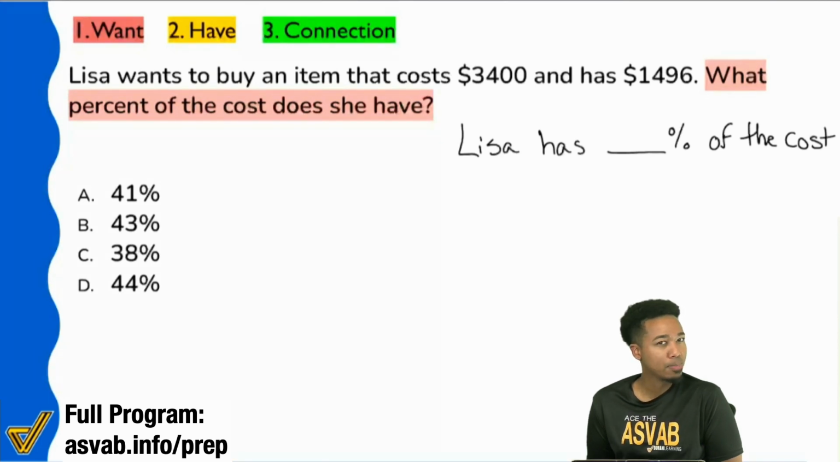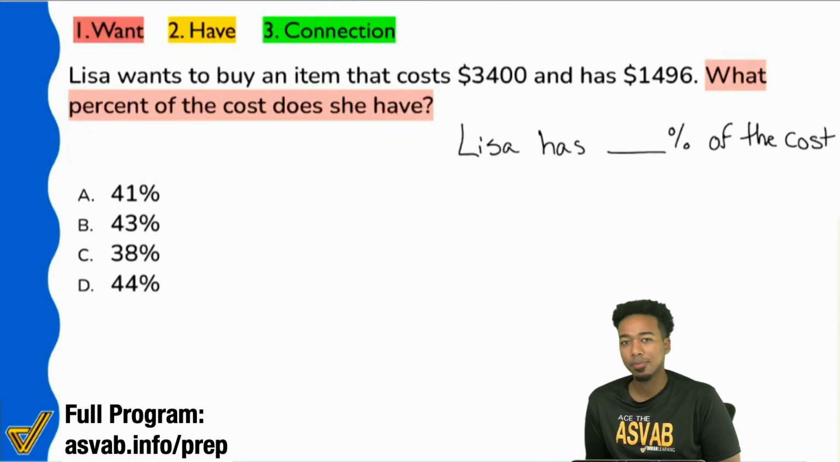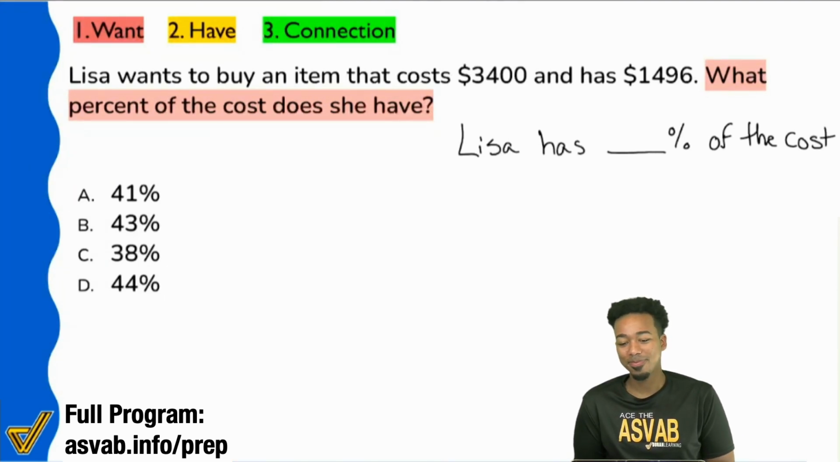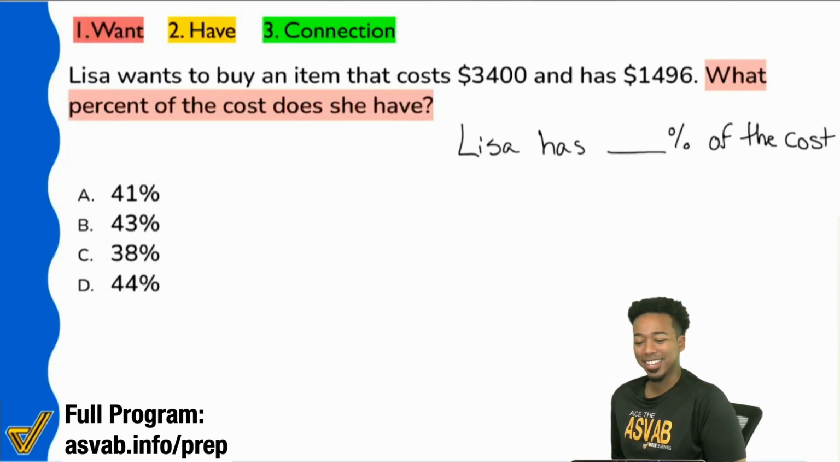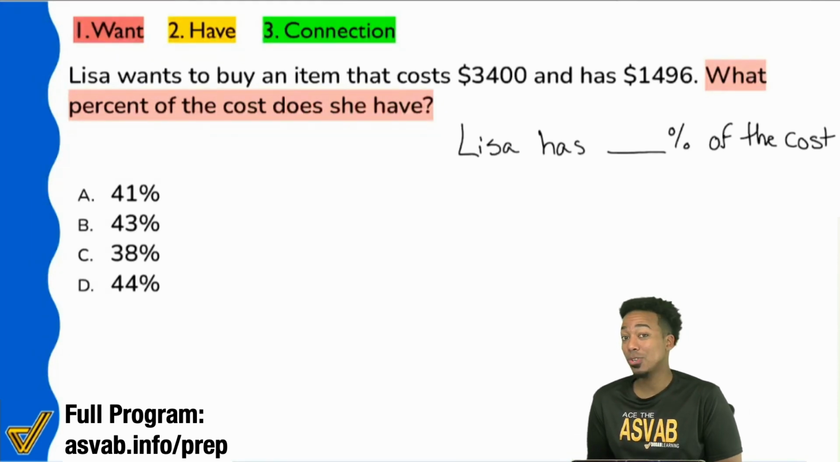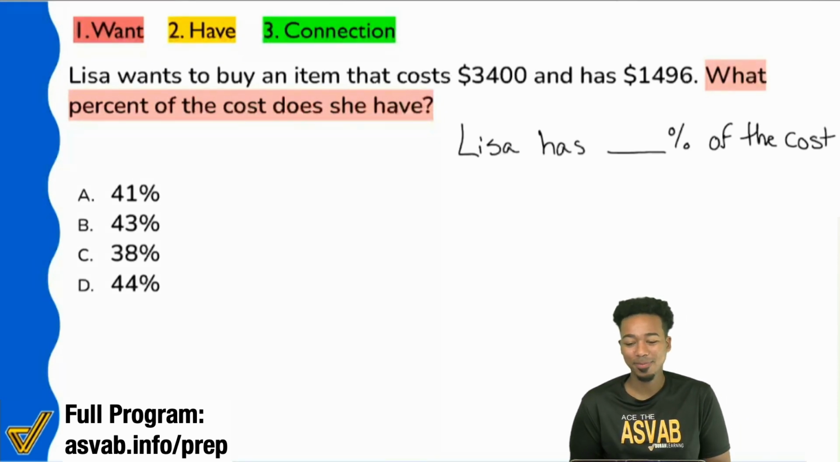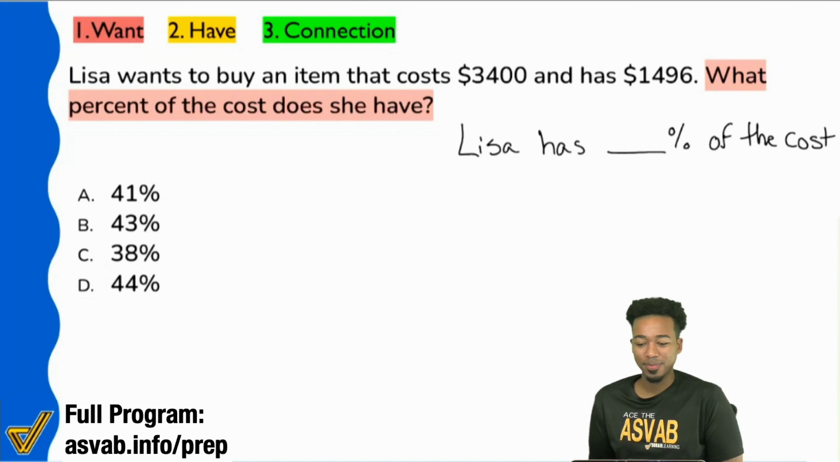What's that other P word that I want to say? Percents can also be written as what? Hint, it's Unit 2 in Arithmetic Reasoning. Proportions. Percents and proportions, same idea.